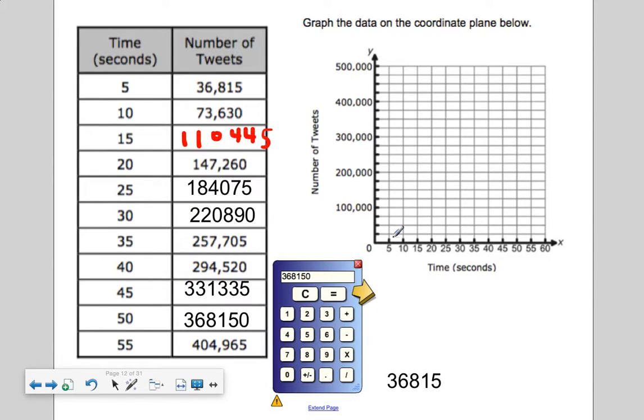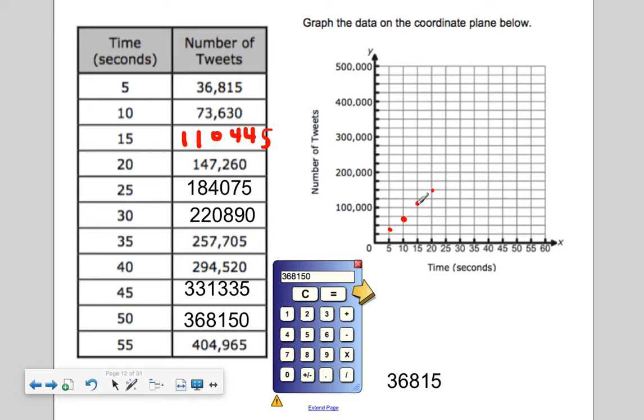So in 5 seconds, there's about, let's see, the scale is 25,000. So in 5 seconds, there are about 36,000, so that goes somewhere right here. In 10 seconds, it's about 73,000: 25, 50, 75, so somewhere right here. In 15 seconds, there are 110,000 tweets, so that'd be a little above 100,000. In 20 seconds, there's 147,000 tweets. That's close to 150,000. Ooh, have you noticed that our table is a constant rate?